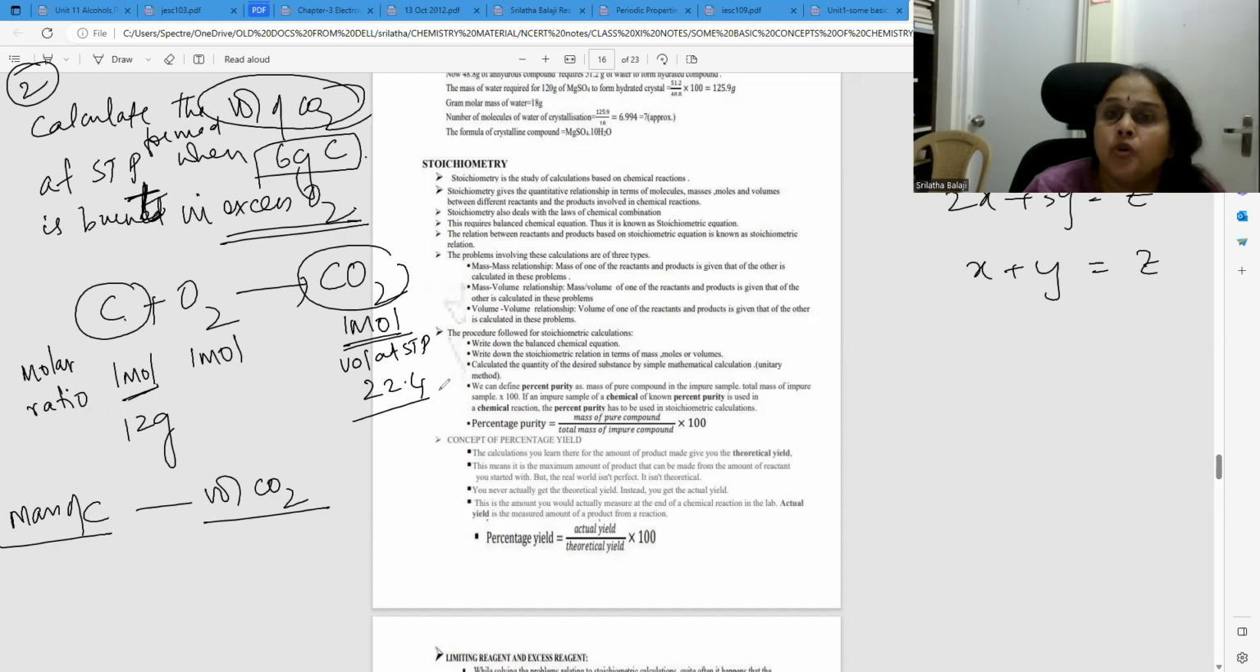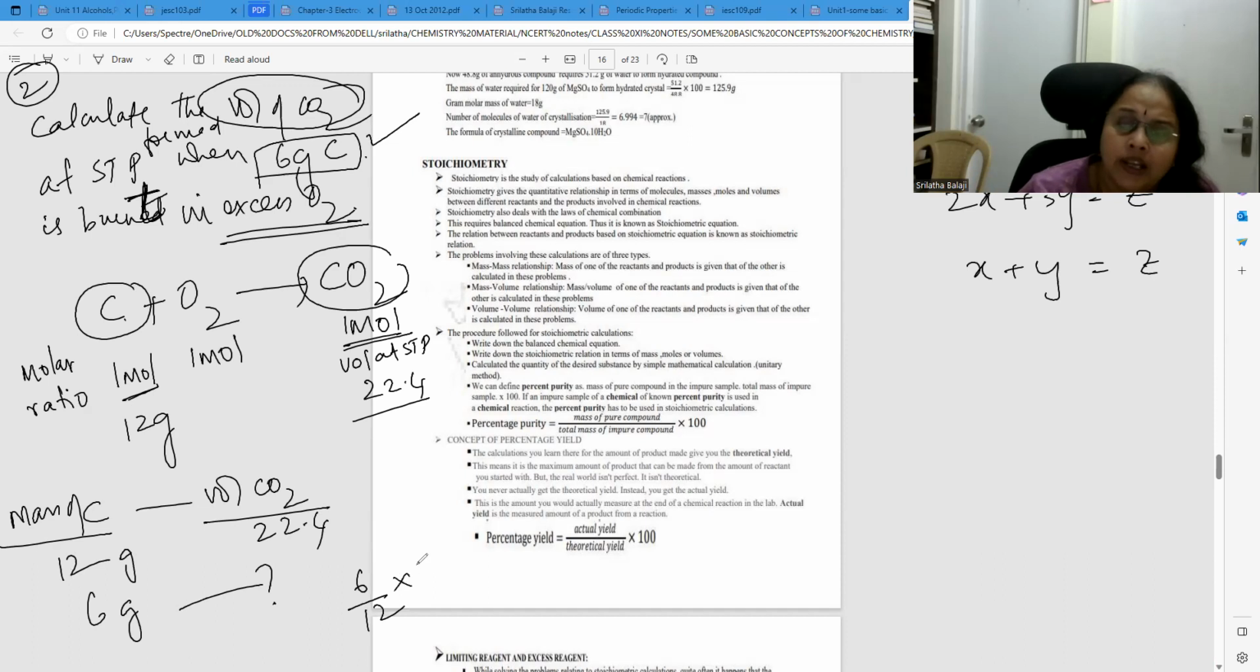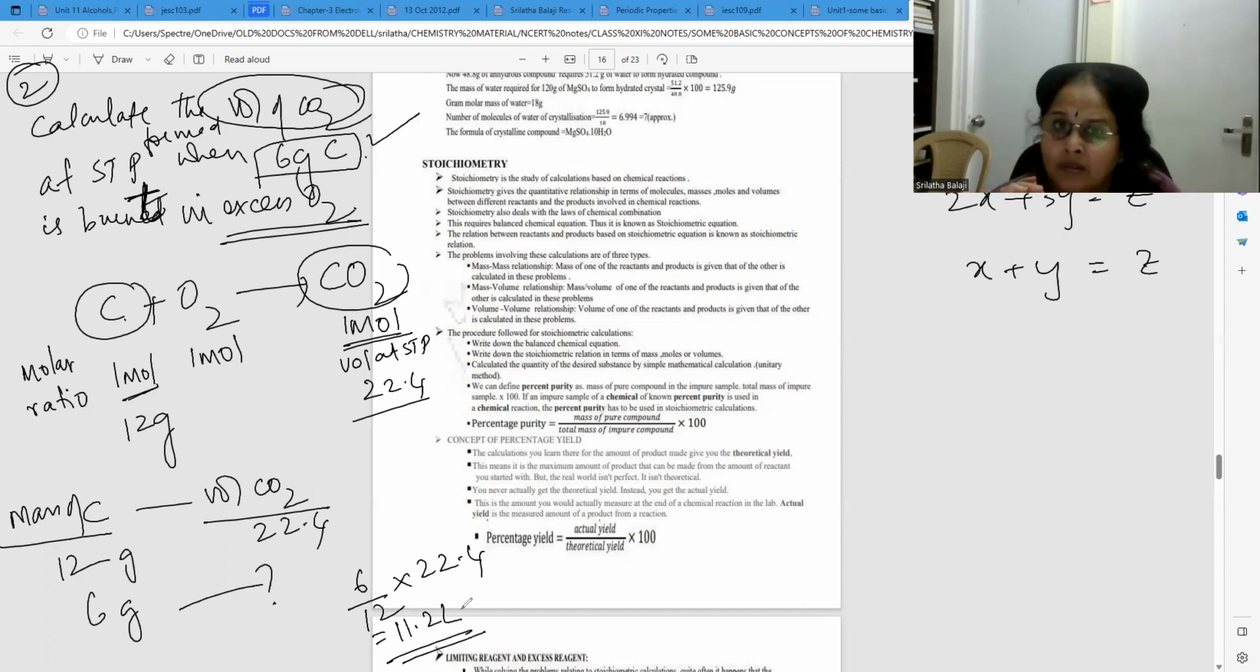So 12 grams is giving 22.4. So what is the mass of carbon given? If 12 is giving 22.4, then 6 grams will give how much? 11.2. Exactly. 6 by 12 into 22.4. That's 11.2 liters. Are you able to understand now? Earlier, I gave you the mass relation. So for the given mass of magnesium, I asked you to calculate mass of HCl, mass of H2, in the previous question. Now it's a mass volume relation. And yesterday we did volume relation. Clear?